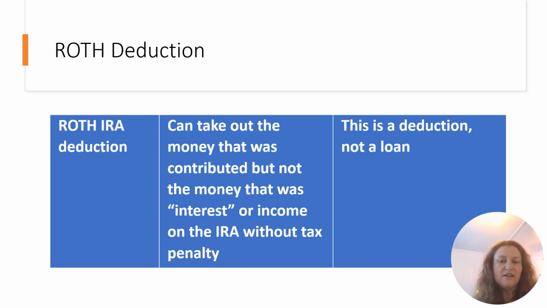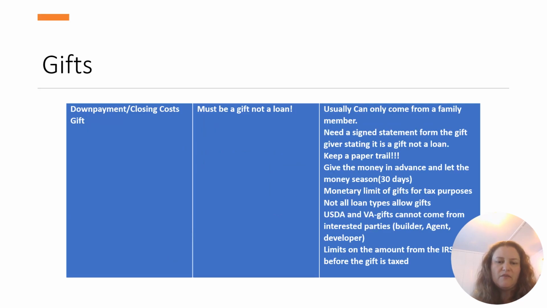Same thing with Roth IRAs. This is a deduction, not a loan. So this would be any money that you put into that was income on the IRA without a tax penalty. So you can take money out of your Roth IRAs.